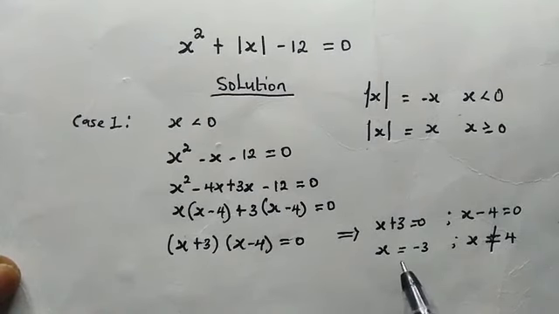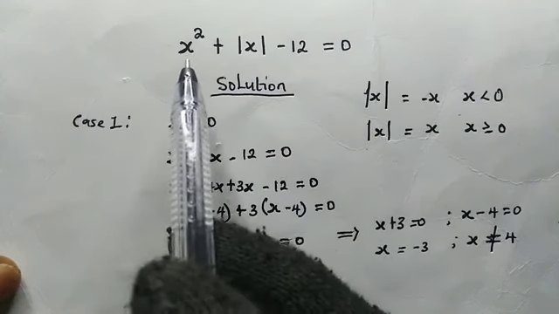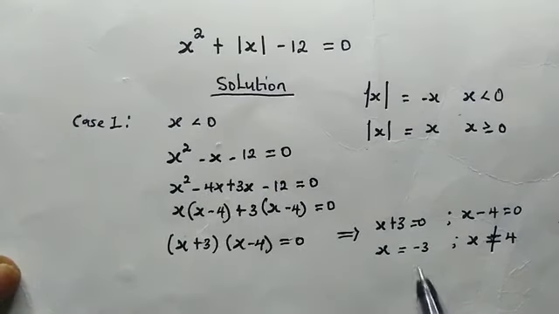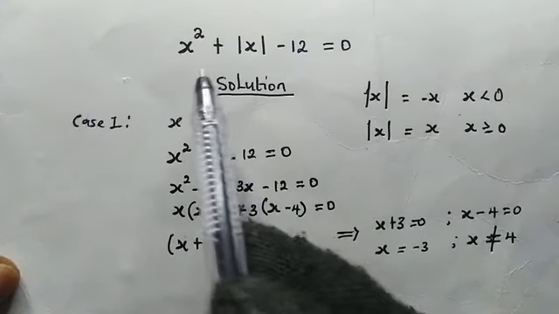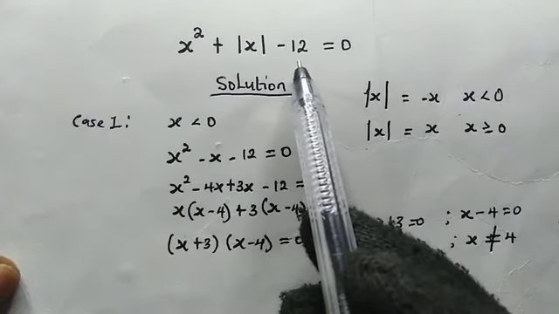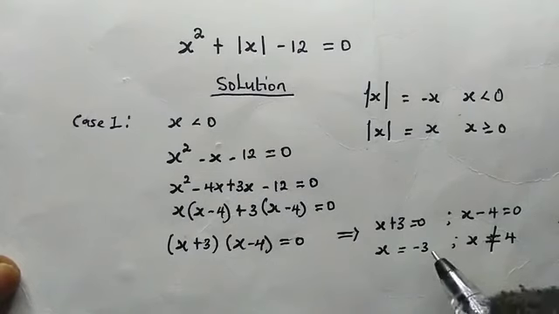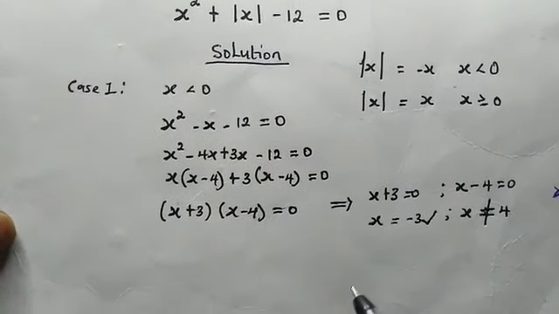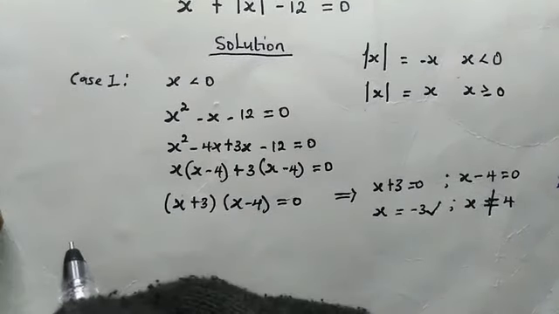Now, what happens when we substitute x equals negative 3? We get negative 3 squared is 9, plus the absolute value of negative 3 will give us 3. So 9 plus 3 is 12, and 12 minus 12 is 0. Therefore, this is a solution. Okay, now let's go to case 2.